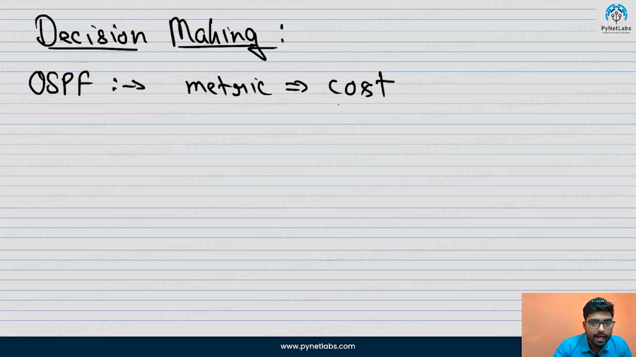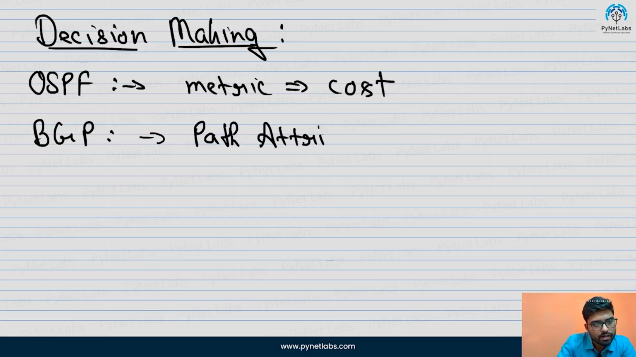That means higher bandwidth equals lowest cost. So if any of your routes has the highest bandwidth, it will definitely get the lowest cost and will be considered the shortest path in OSPF. Now when we talk about BGP, it doesn't use these metrics. Then what is used by BGP? In BGP we use path attributes and policies. These are the two things used to find the best path.